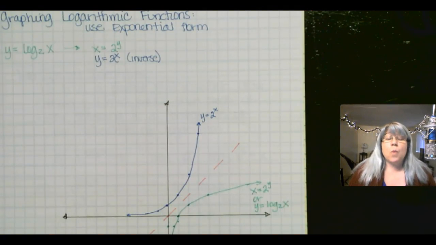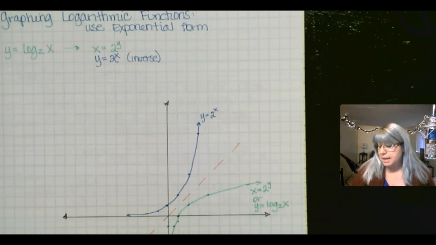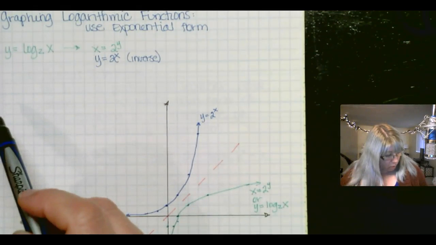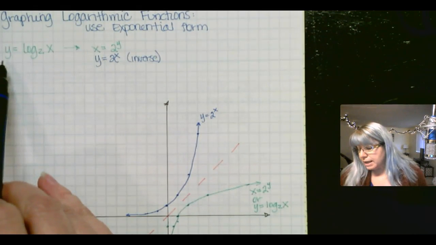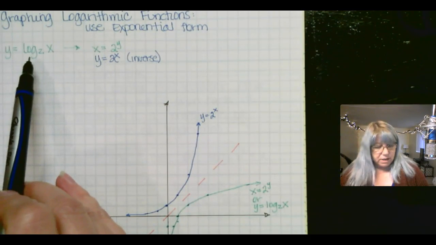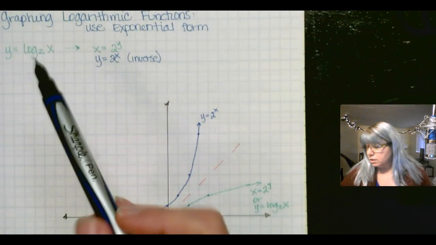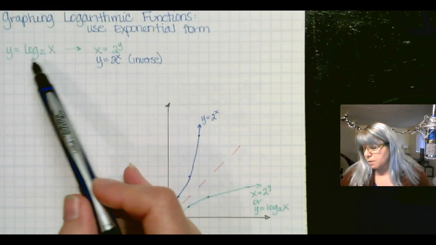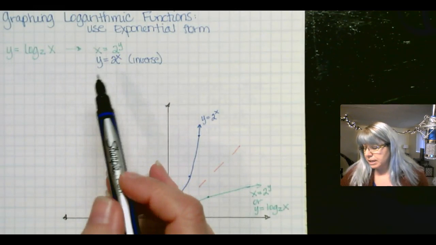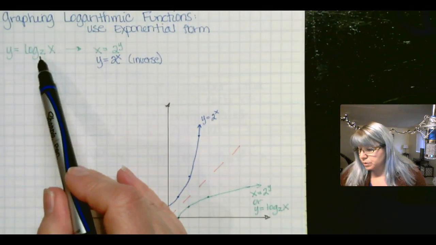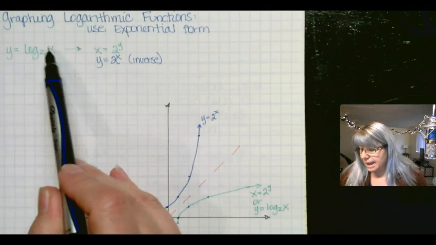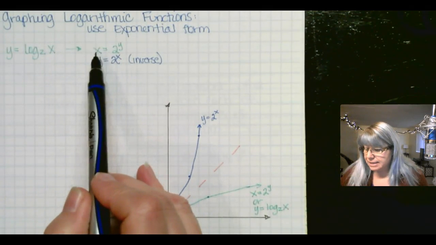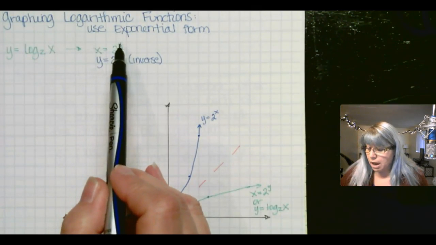When you're asked to graph a logarithmic function, you're actually going to use the exponential form. And since we covered that in the previous lecture, I'm not going to go in depth here. But we can do y equals log base 2 of x. Y equals log base 2 of x is going to be equivalent to base 2, power y, answer x. So x equals 2 to the y.